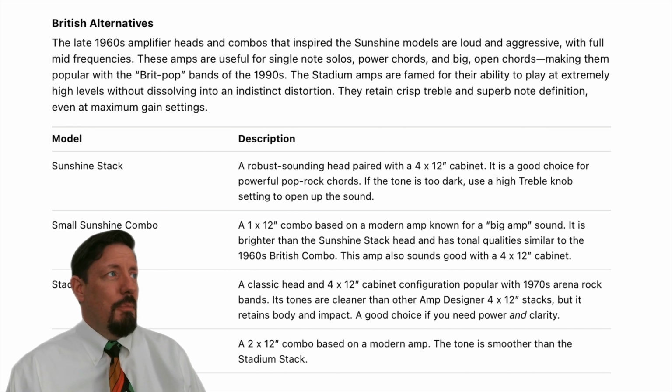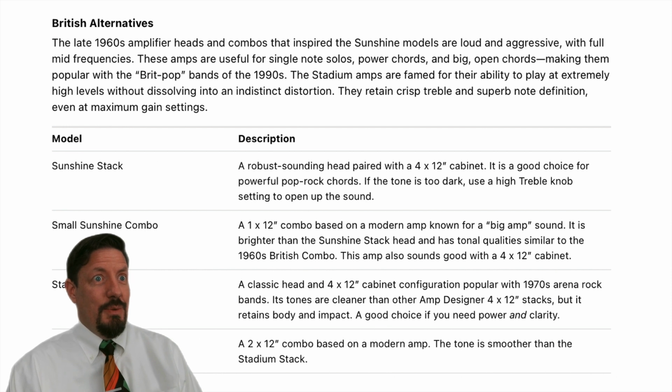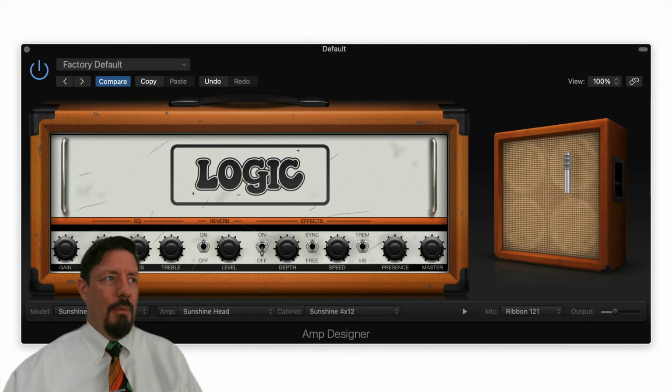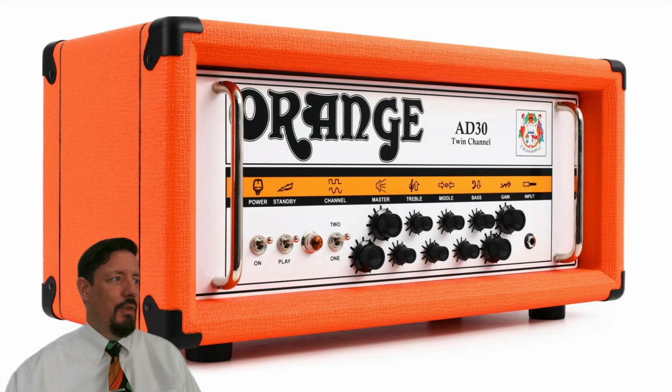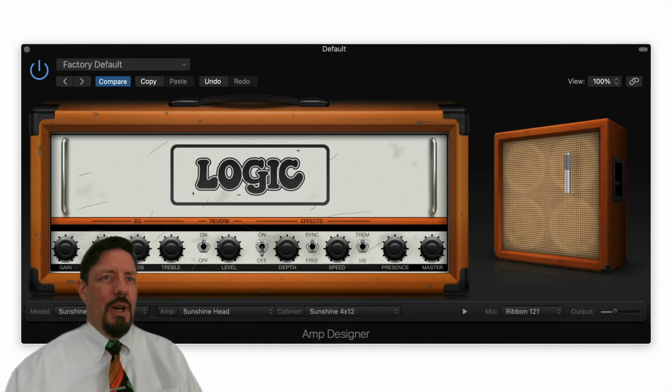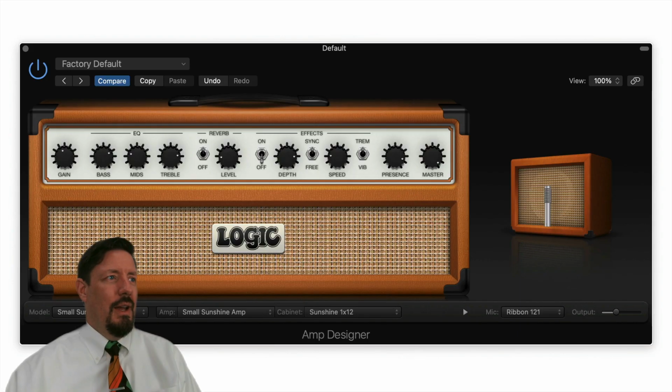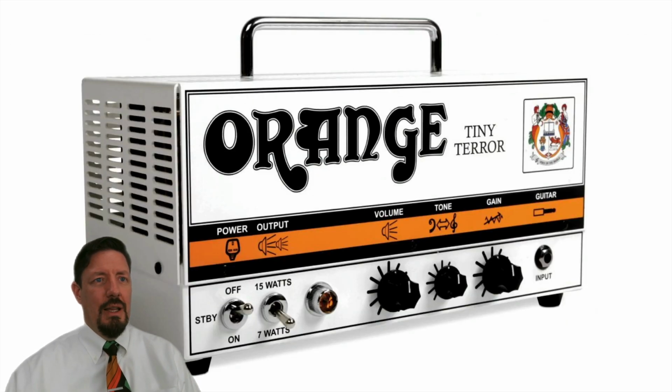The next group, the British Alternatives. The Sunshine Rack, you'll never guess which one that is based off of: Orange. The Small Sunshine Combo, Stadium Stack, and a Stadium Combo. Obviously, there's no mincing which one these first 2 are modeled off of. The Orange AD30, it's not exact, but if it's not the AD30, it's certainly something very similar. And then the Small Sunshine Combo is something like the Tiny Terror or something like that.